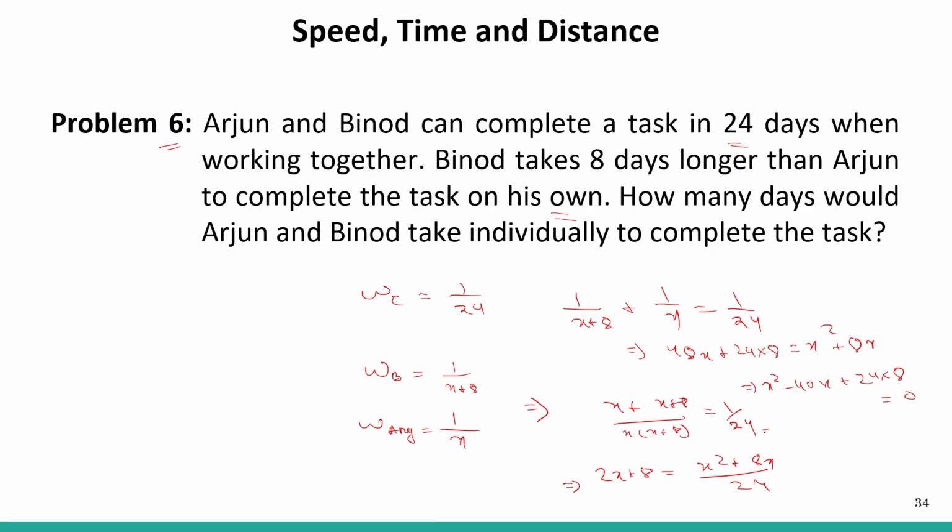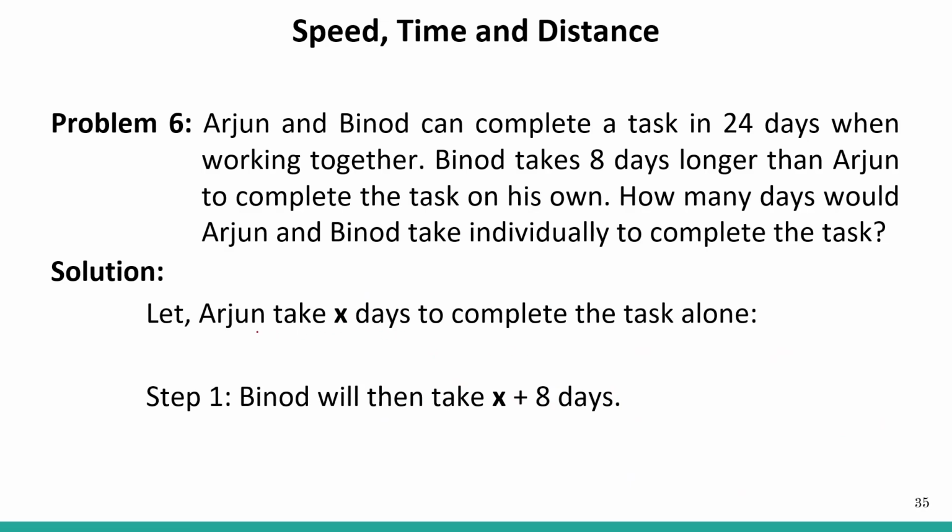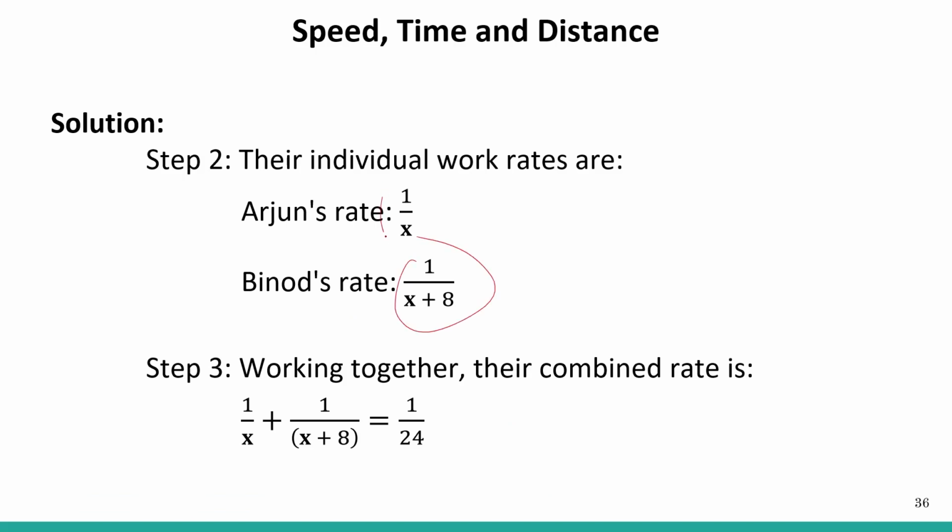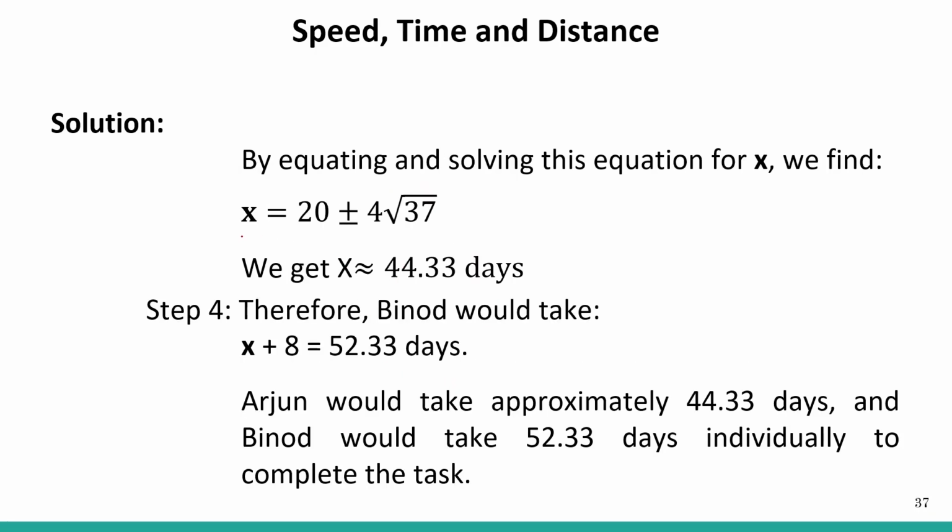Solving it using the Sridharacharya formula, x is equal to minus b, that is 40, plus or minus root over 1600 minus 4 into 24 into 8, all by 2. So let Arjun take x days, and so Binod will take x plus 8 days. Their work rates will be this much and this much respectively, and working together their combined rate will be this much. So x is equal to 20 plus or minus 4 root 37 is the answer.